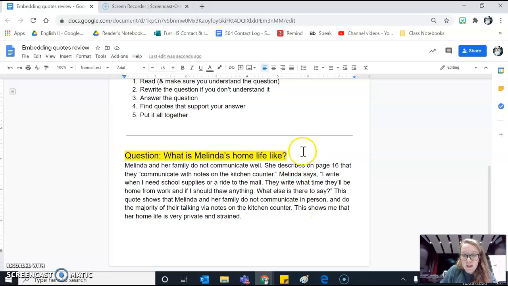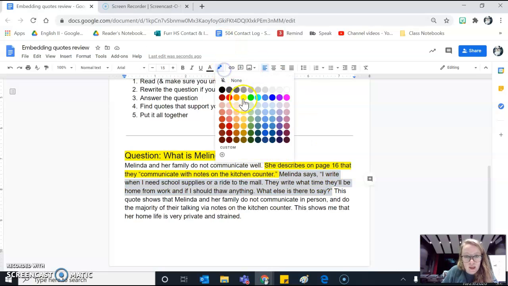All right, so I answered my question. I embedded 2 quotes. I gave you an example of how to embed a quote without punctuation when it blends into the surrounding sentence, and I gave you an example of how to embed a quote when it does not blend in and you do need to use a comma.